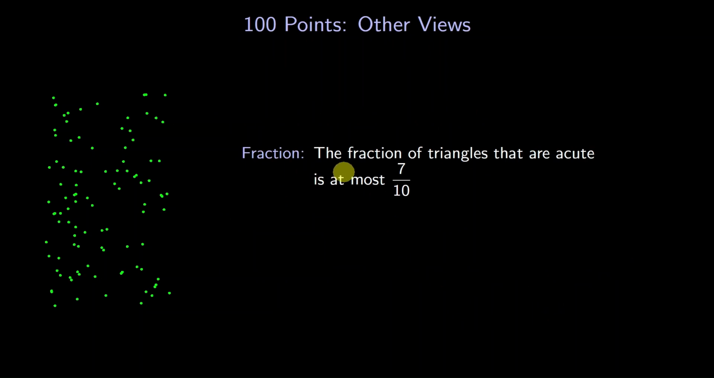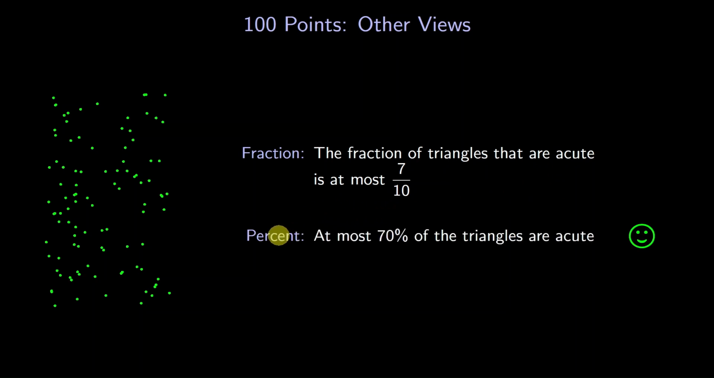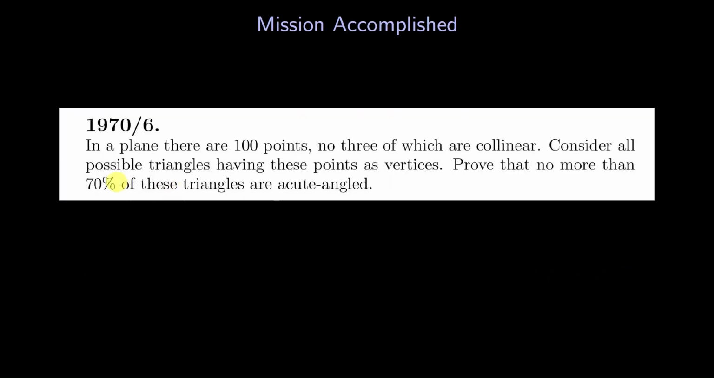From a fractional view, the fraction of triangles that are acute is at most 7/10. What about this percentage view? At most 70% of the triangles are acute. That's what we wanted to show. Yay! Let's look back at the original problem to be sure.